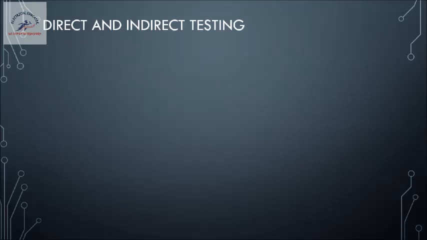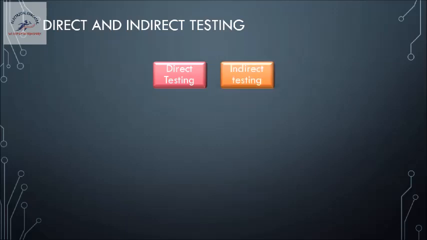The losses of a DC motor or any DC machine can be briefly categorized into two parts. The types of testing we are doing are classified as direct and indirect testing. Under direct and indirect testing, the following classifications are available. In direct testing, the first one is the brake test.